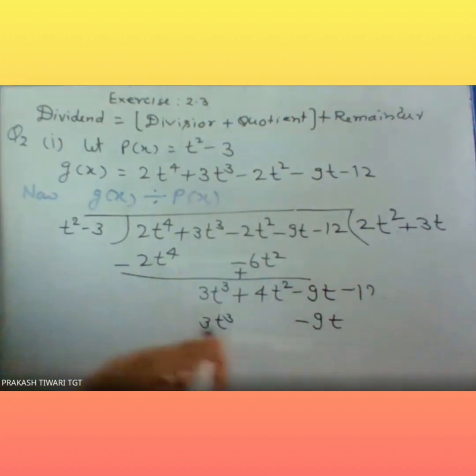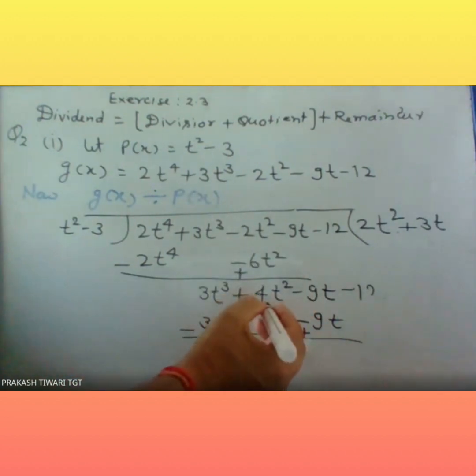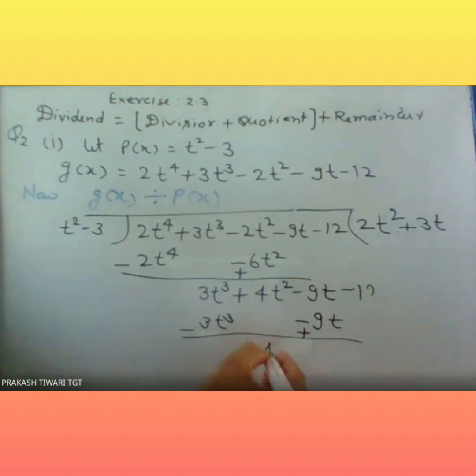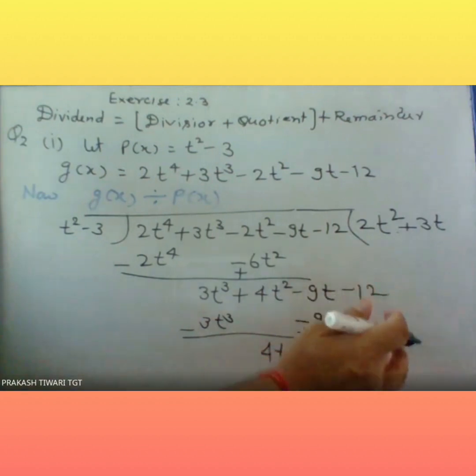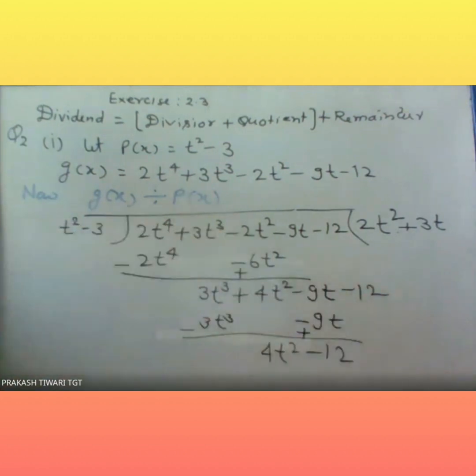Okay, now change the sign, minus and this is plus, both terms have been cancelled out. Why? Because this is minus 3t cube, this is plus 3t cube, this is plus 9t, this is minus 9t, cancelled out. Now bring down this term, that is 4t square and minus 12. Same to same, this is 12, so you bring down 12 with the sign.